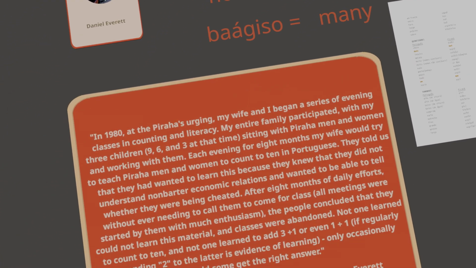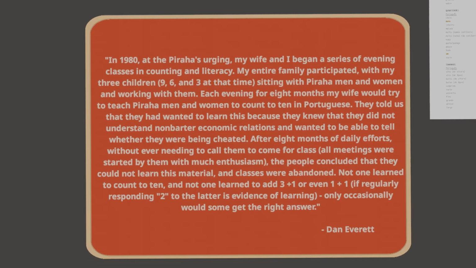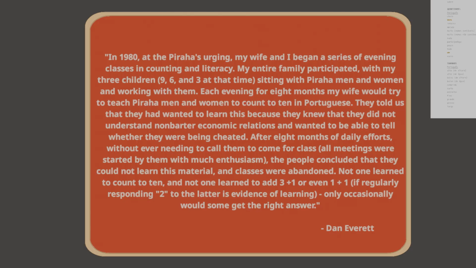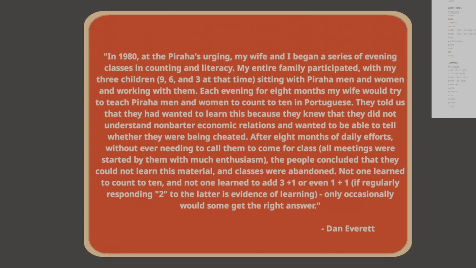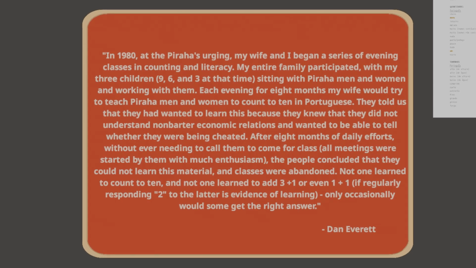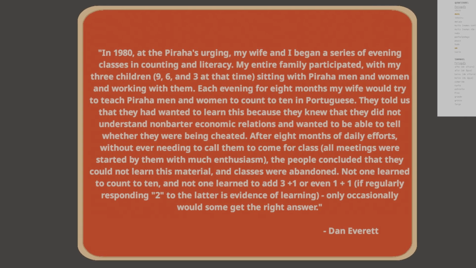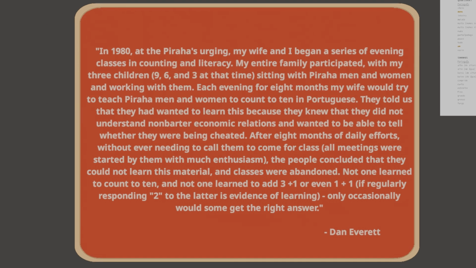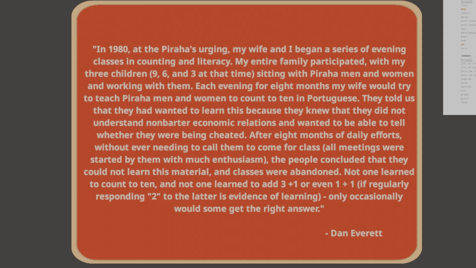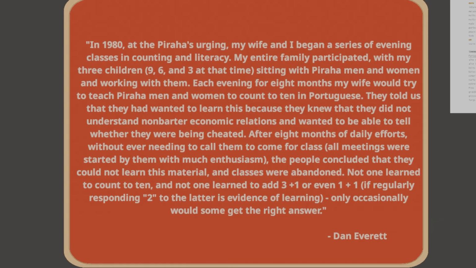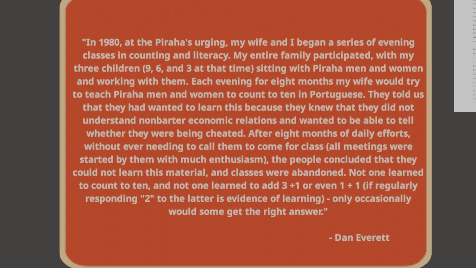He describes it like this, quote, "In 1980, at the Pirahã's urging, my wife and I began a series of evening classes in counting and literacy. My entire family participated, with my 3 children, 9, 6, and 3 at that time, sitting with Pirahã men and women and working with them. Each evening for 8 months, my wife would try to teach Pirahã men and women to count to 10 in Portuguese. They told us that they wanted to learn this because they knew that they did not understand non-barter economic relations, and they wanted to be able to tell whether they were being cheated.